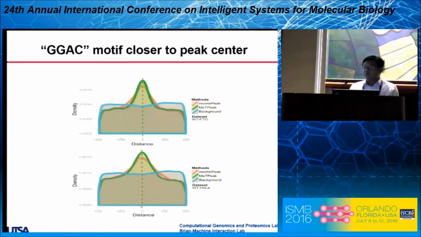Then what we did next is we look at the motif, and we measure the distance between the motif and the center of the peak in each one of the predicted peaks. And then we compare between MACDB peak and Axon peak. So this is the distribution of the distances. What we can see is the peaks predicted by MACDB are closer to the center of the peak. So this is another indication that MACDB predicted peaks are likely to be true peaks.